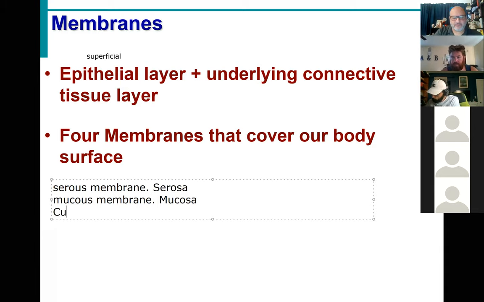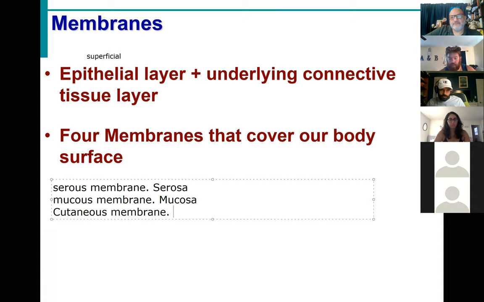Cutaneous. Cutaneous membrane. And if we wanted to say cutaneous membrane as a noun, how would we say that? Cutana. True, that would be a good guess, and that would be a mean thing for our anatomists to do, but there's an even easier way to call a cutaneous membrane as a noun. Skin. There you go. Your cutaneous membrane is your skin, or integument. That would be a fine way of doing it as well. So both of those would be the noun, which of course is the major organ of our integumentary system.